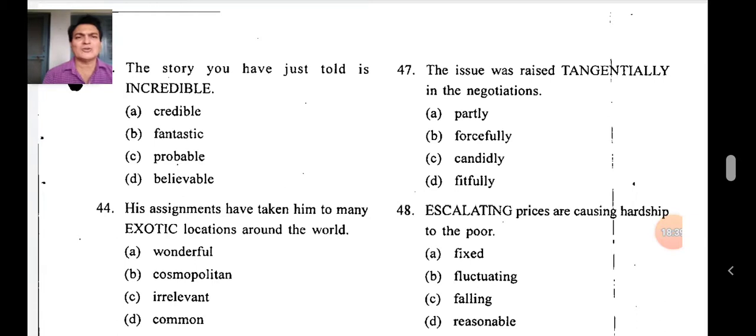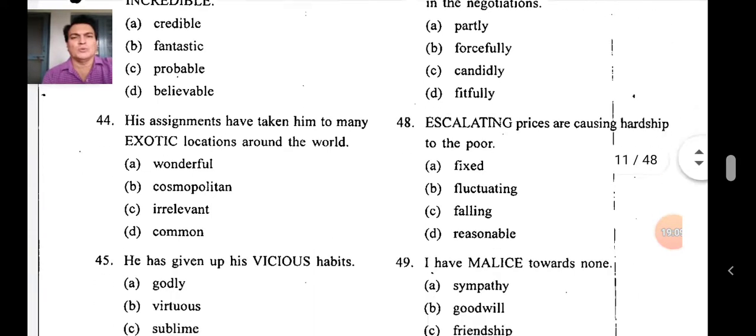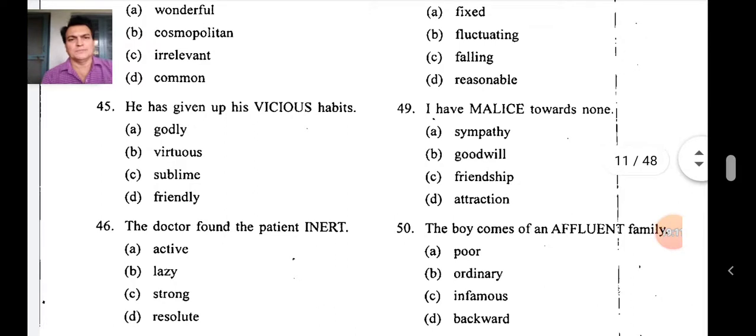His assignments have taken him to many exotic locations around the world. So exotic locations. Now wonderful, cosmopolitan, irrelevant, common, these are the options. Exotic locations are very unusual locations, very exciting locations, very interesting locations. So common will be the opposite word. So it was not very common, it was a very unusual location. Exotic.